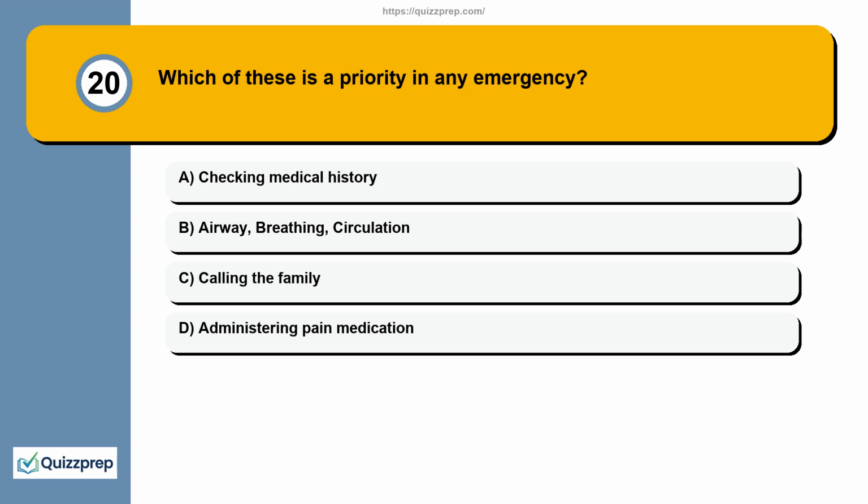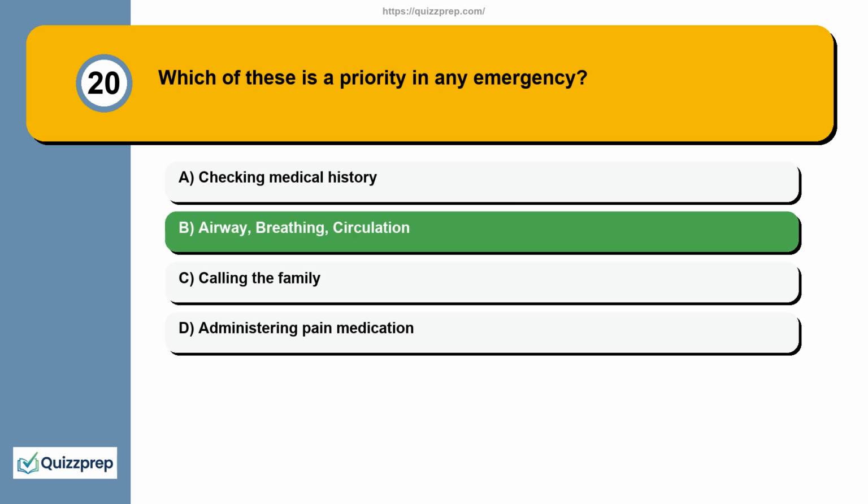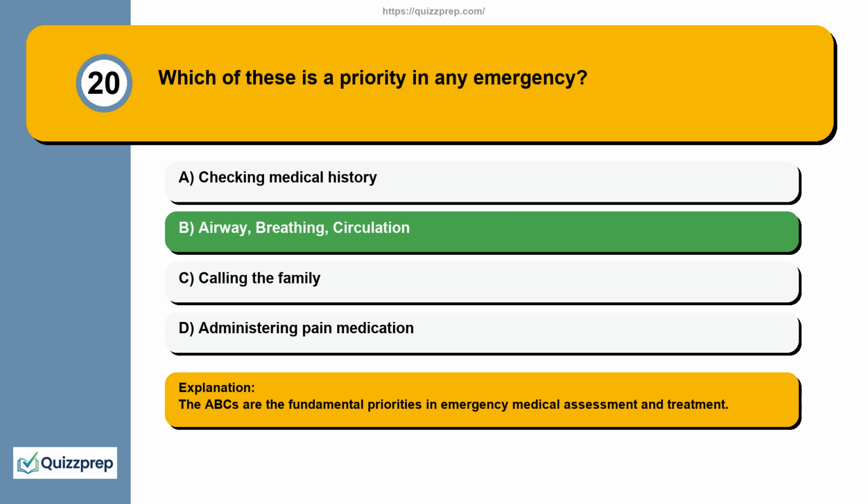Question 20. Which of these is a priority in any emergency? Here are your options. Option A, checking medical history. Option B, airway, breathing, circulation. Option C, calling the family. Option D, administering pain medication. The correct answer is option B, airway, breathing, circulation. Explanation: the ABCs are the fundamental priorities in emergency medical assessment and treatment.